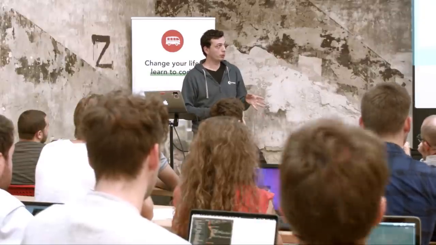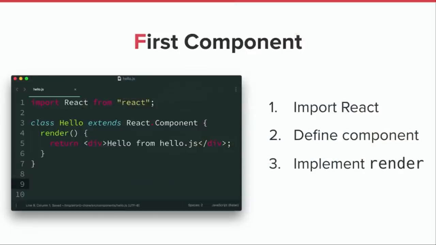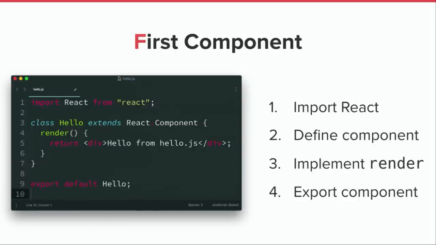So here we have a component which implements the render method and returns some HTML thanks to the JSX syntax. And the HTML we return is just a div with some text in it. That's it. We are not done yet. There's a last step, and this is line 9, where you have to export the hello class that you created.